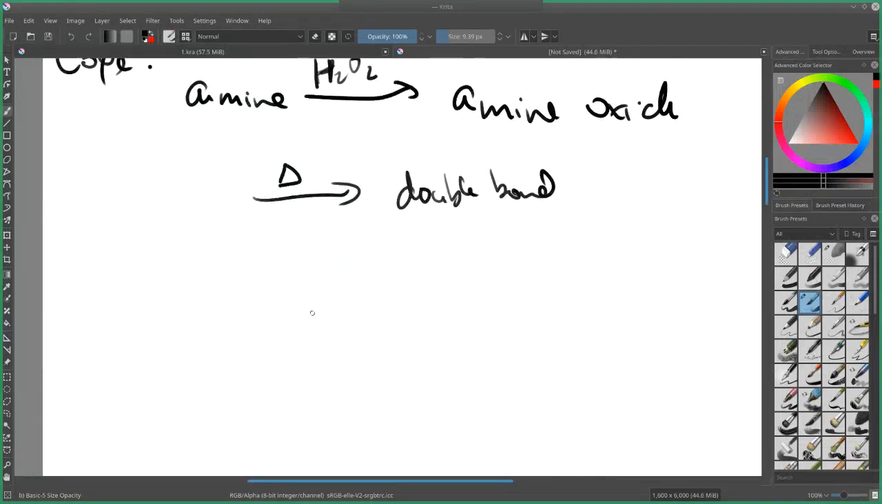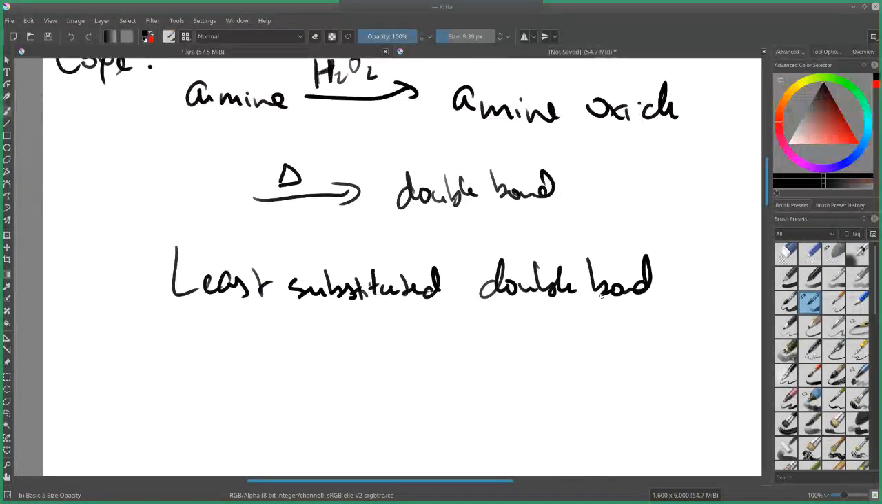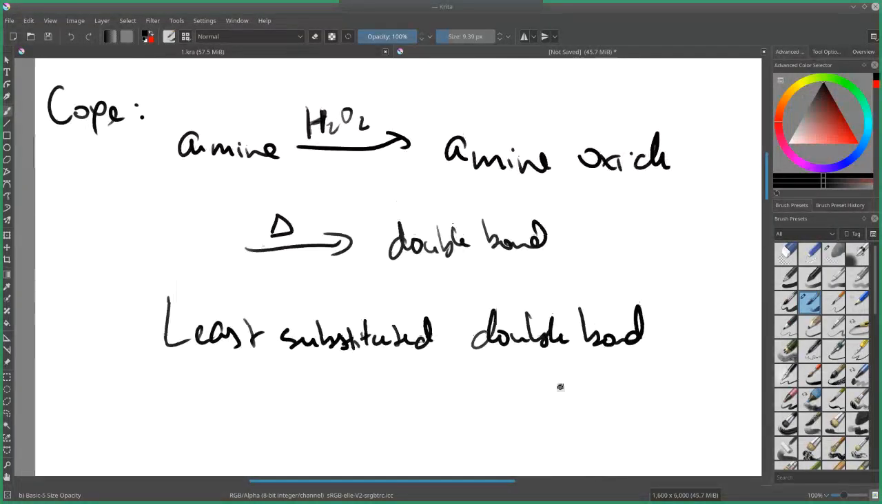Okay. Does this one tend to give the more or less substituted double bond? Doesn't it also give the least? Yeah, it also gives the least substituted. Could you also use any one of the other oxidizing agents we talked about in chapter 20, or does it specifically need to be hydrogen peroxide? I'm just out of curiosity.